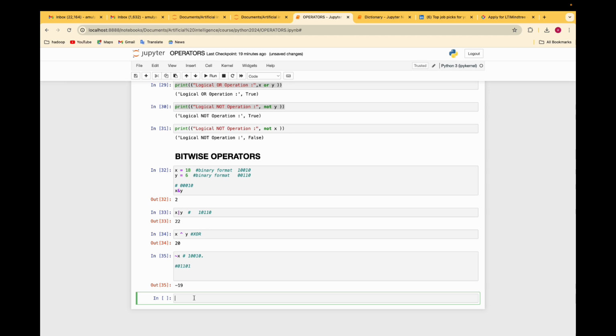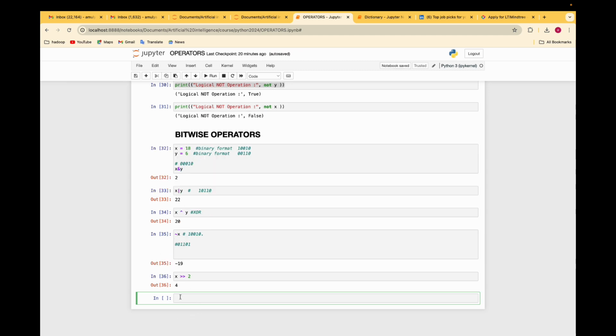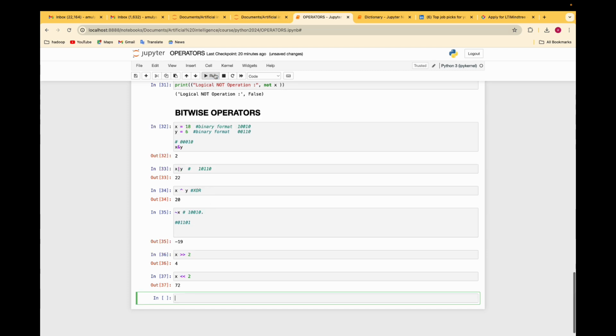And how do we do the bitwise right shift operation? So we have to say x right shift 2, it's 4. And how do we do the x bitwise left shift 2? It's 72.